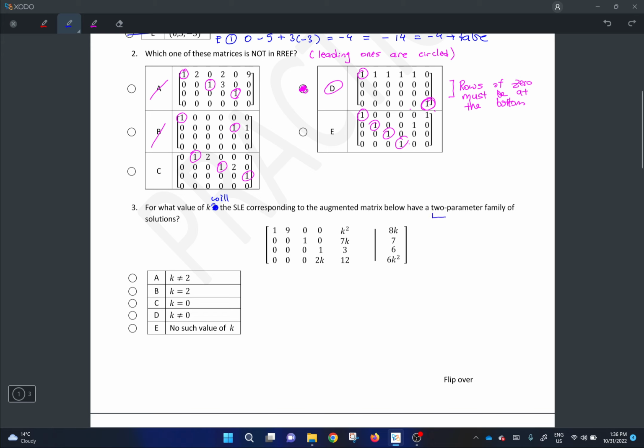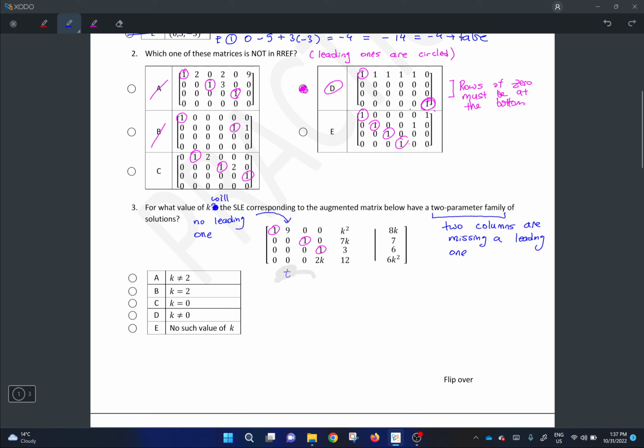So a 2-parameter family means 2 columns are missing a leading 1. But we already have one such column. I'm going to circle the leading ones. So there's no leading 1 here. Okay, so there's one parameter. I'll put a t there.